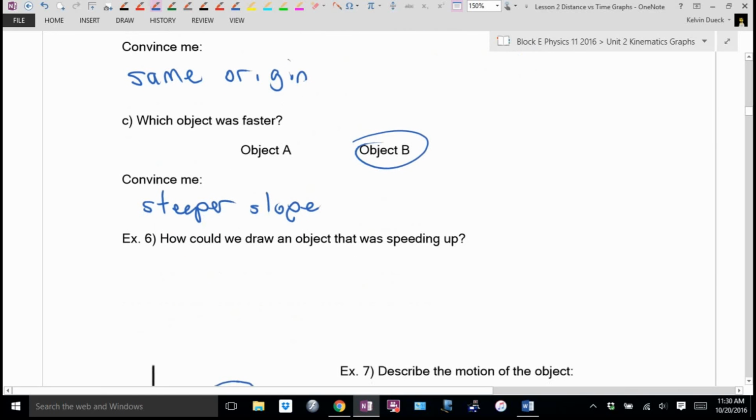All right, next thought experiment. How would we draw an object that was speeding up?